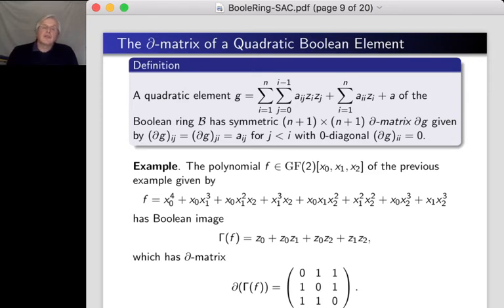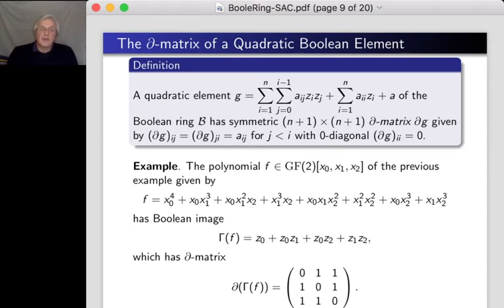So essentially what we're going to do is extract the quadratic coefficients and write them as a matrix. And we're going to write them as a symmetric matrix, and we're going to call this matrix partial G. So partial G has in its ijth entry the coefficient of zi, zj, or zj, zi. It's going to be a symmetric matrix, and it's going to have 0 diagonal.